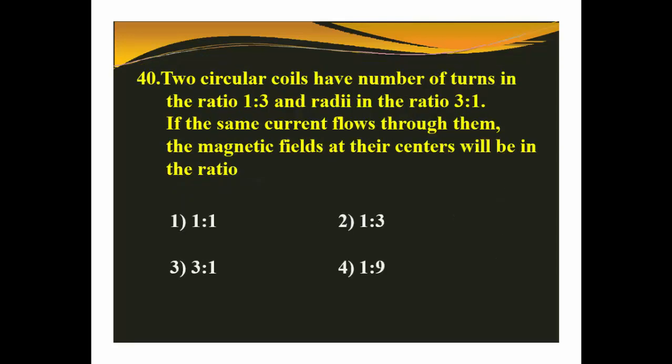So next question. Two circular coils have number of turns in the ratio 1:3, radii in the ratio 3:1. If the same current flows through them, the magnetic fields at the centers will be. So it's a very simple question. What is the formula of magnetic field at a center? B equal to mu naught Ni by 2r. It is the formula for magnetic field.